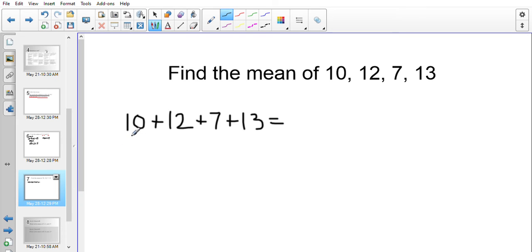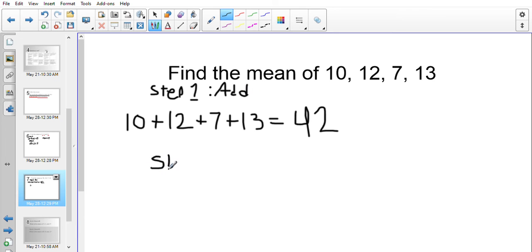And let's see, 10 plus 12 is 22. 22 plus 7 is 29. And 29 plus 13 is 42. So if I add those numbers all together, it's 42. This is step 1. Add. I'm going to write a word. Add. That's all we're doing. Just adding.